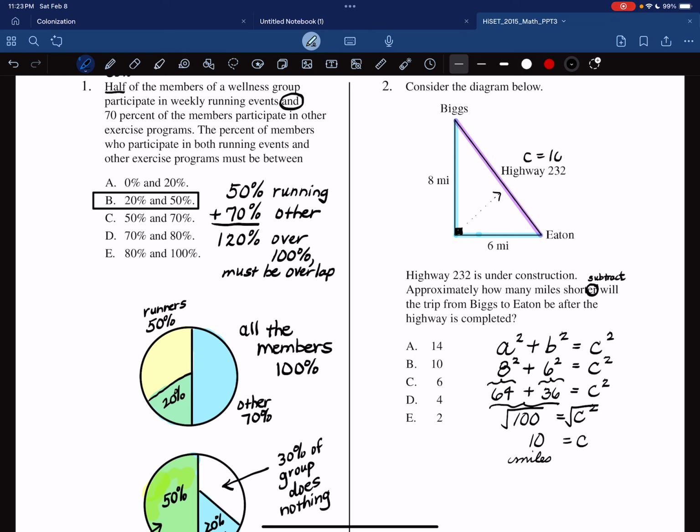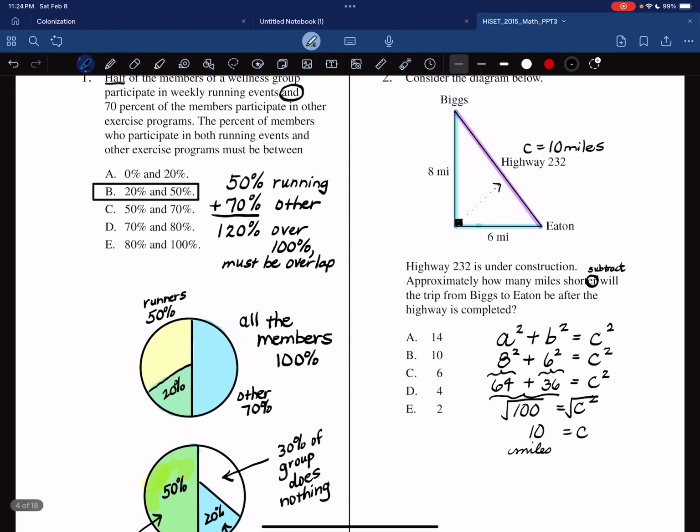Now be careful, because that answer is sitting there. B, 10 miles. But that was not the question. How many miles shorter will the trip be? So I need to subtract. If I go the blue route, I would go 8 miles south and then turn and go 6 miles. So that's one way. The difference is the straight shot as the crow flies.